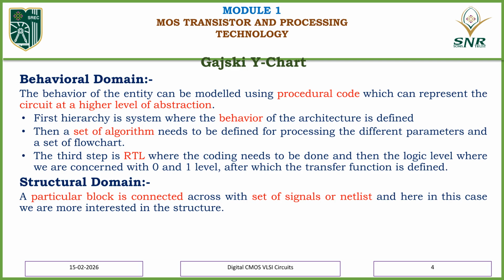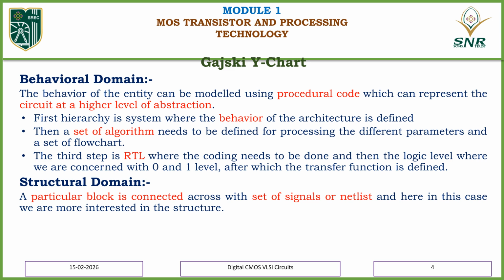After the algorithm level, we move to the RTL level. RTL stands for Register Transfer Level. At this stage, coding is done using hardware description languages such as Verilog or VHDL. Here, we describe how data moves between registers and how operations occur on clock edges. After RTL, we move toward the logic level. At the logic level, the system is expressed in terms of zeros and ones. Boolean expressions are defined, and the transfer function of the circuit becomes clear. Thus, the behavioral domain moves from abstract system description to logic representation.